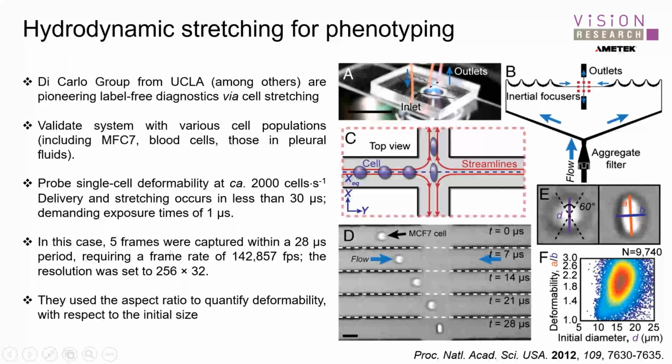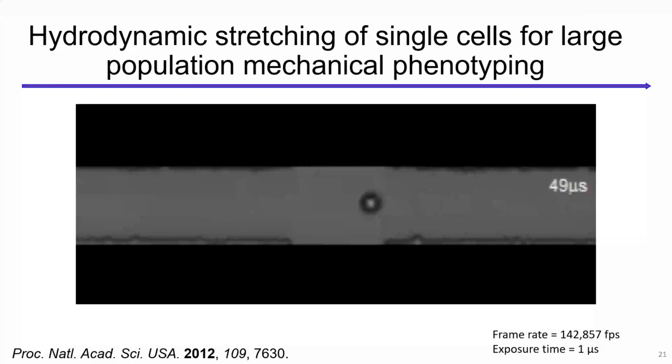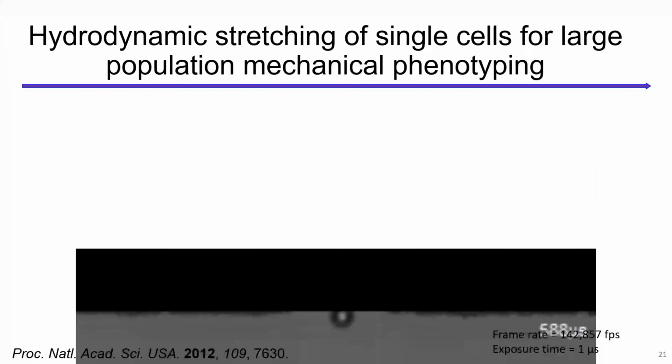What they did is they captured 5 frames as it went across. They ran the camera at 142,000 frames per second at a very narrow resolution of 256 by 32. All right. And as a sanity check, as you can imagine, they flowed polystyrene beads to start, right? Very rigid, small particles. And then they can essentially calibrate their system, make sure there's no funny business going on, right? Here are the beads going through at a very high frame rate at a 1 microsecond exposure time. So that's just some example data.